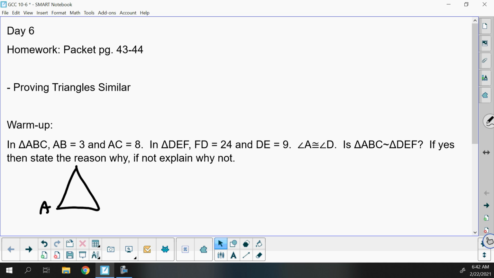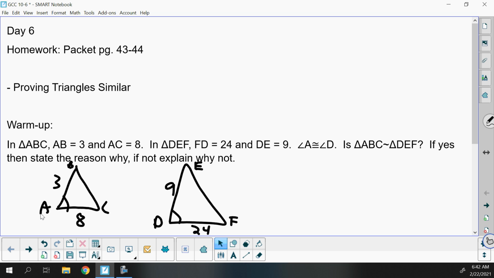So we got triangle ABC is similar to triangle DEF. Make sure when you're labeling it, you have A and D, corresponding spots B and E, C and F, because that's what we're trying to see if they're similar or not. So AB was 3, AC was 8, FD was 24, DE was 9, and we had A congruent to D. And we want to know if they're similar or not.